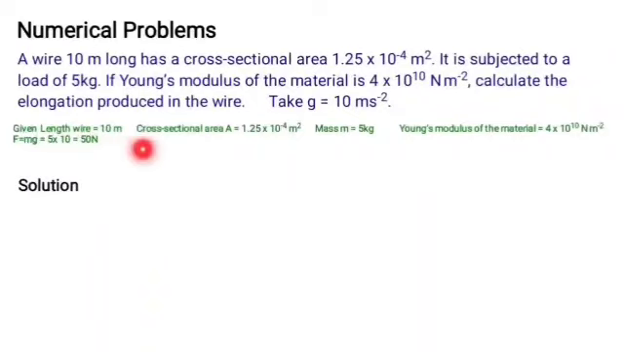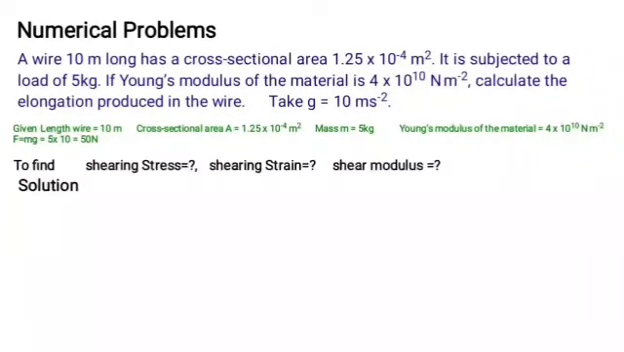Length of the wire is given, cross-sectional area is given, mass is given, Young's modulus of material has been given. Force is given by m into g. m is given, the value of g is given, so one can calculate the force F. It is asked to calculate the elongation.